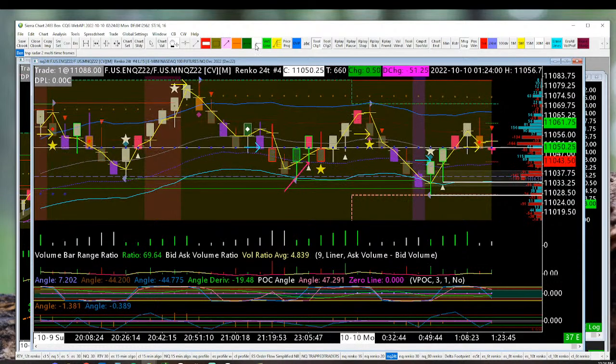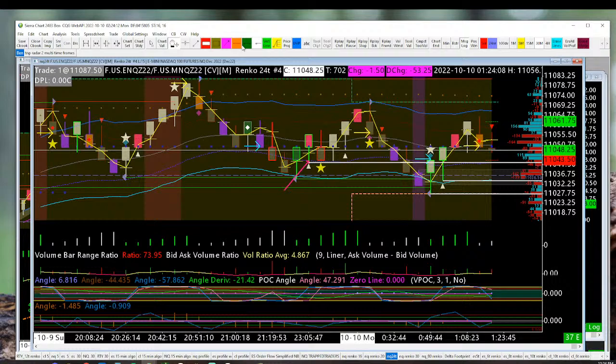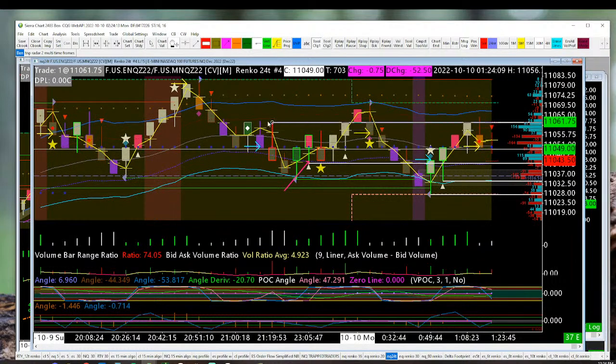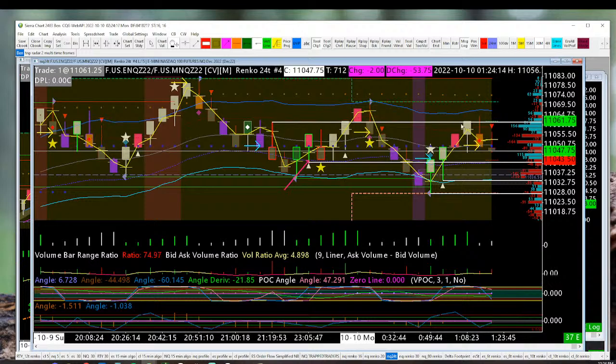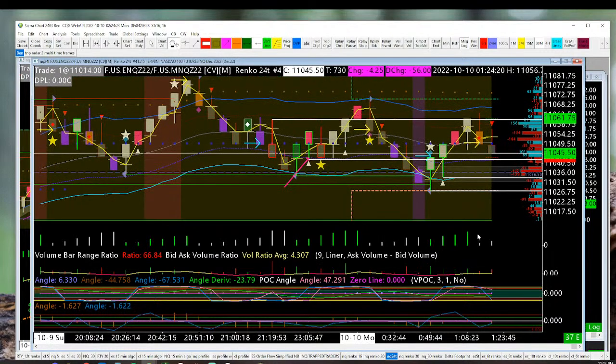Is this one safe? Oh, barely. But yes. And did this one get beat? Not with any volume to upside. No. So they might just be chopping it in this little area. There's really not a lot to do here.